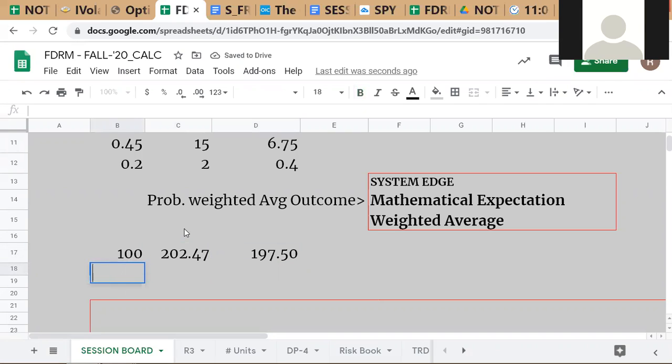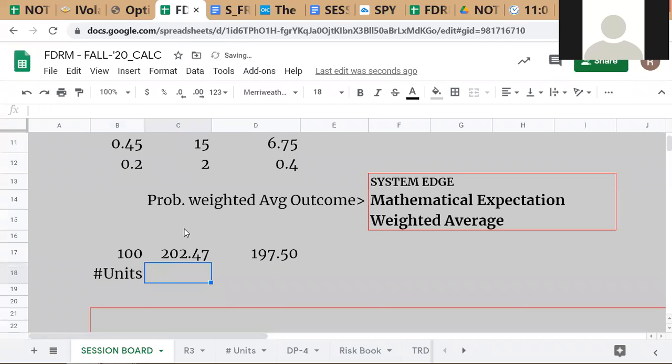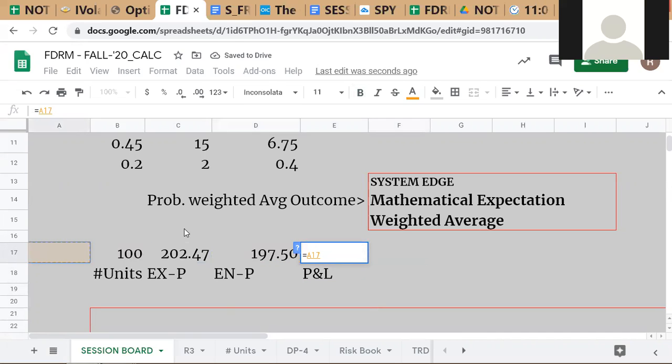What is this? This is the number of units. This is the exit price. This is the entry price. Okay. And then we'll have intrinsic value also. But let's say, so the PNL, okay, PNL is equal to number of units into exit price minus entry price.